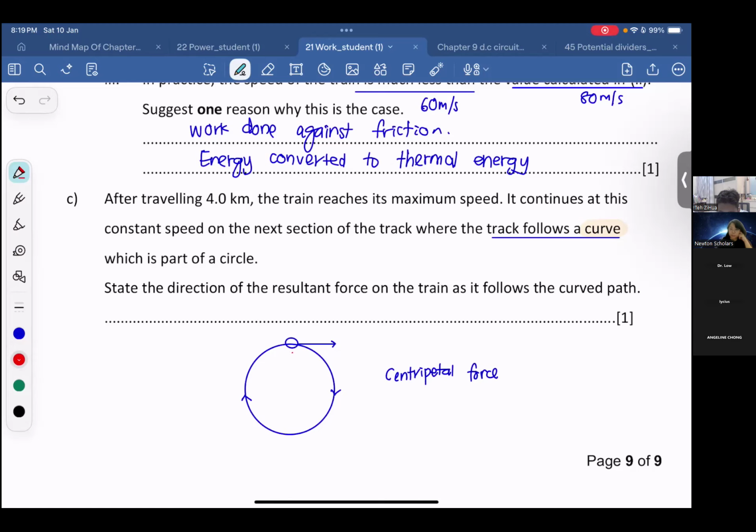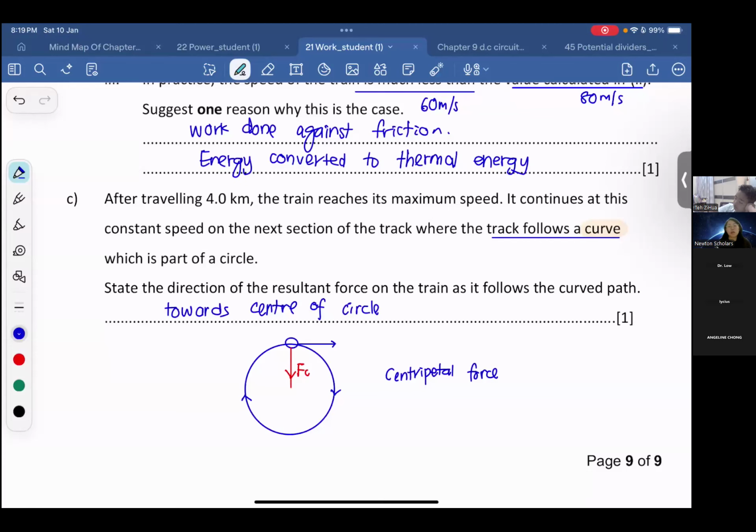Okay, centripetal force will always point towards the center. So here, we can also say that it is perpendicular to the curved path, or towards the center of the circle. We recall a bit of the previous knowledge.